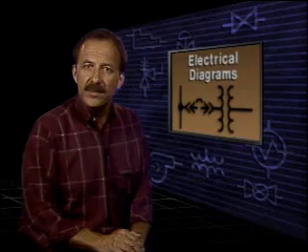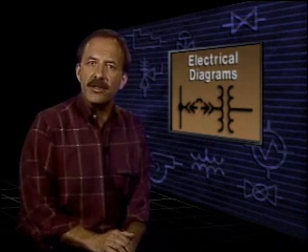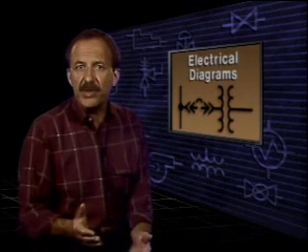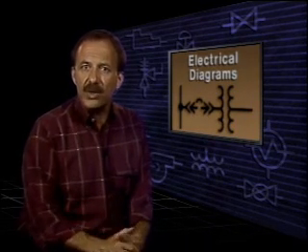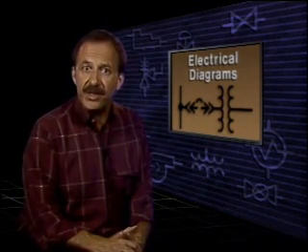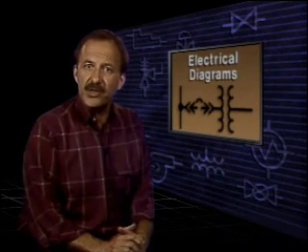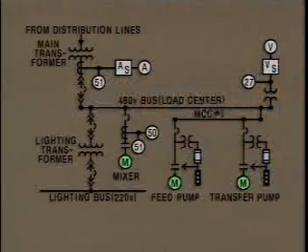Electrical diagrams typically include symbols for the major components in electrical systems. These components include transformers, motors, and other components that use electricity, and the protective devices associated with the system. Electrical diagrams also show the connections between the components.